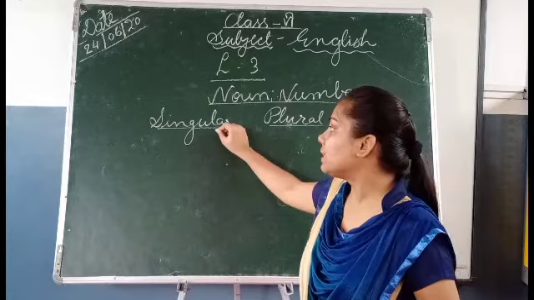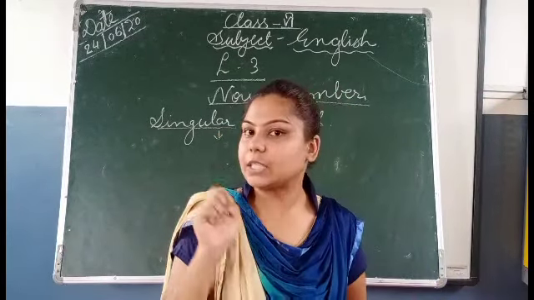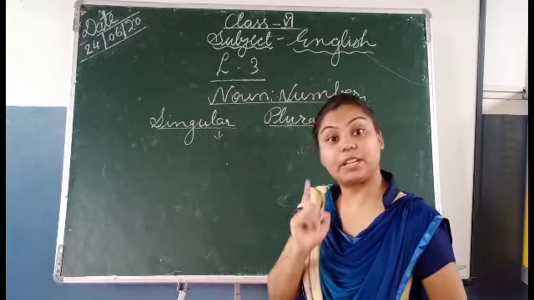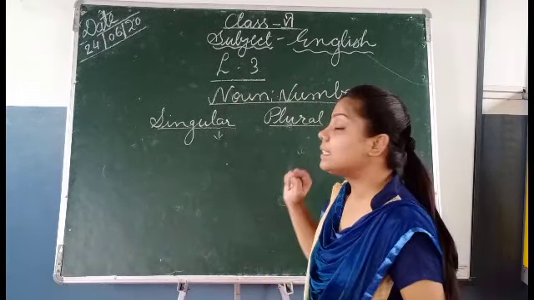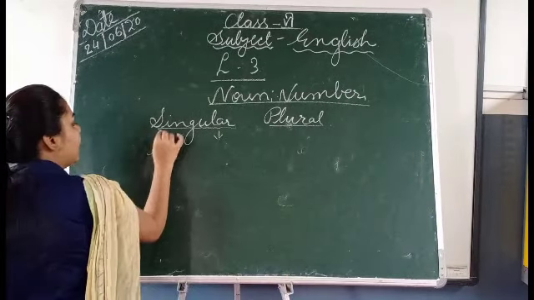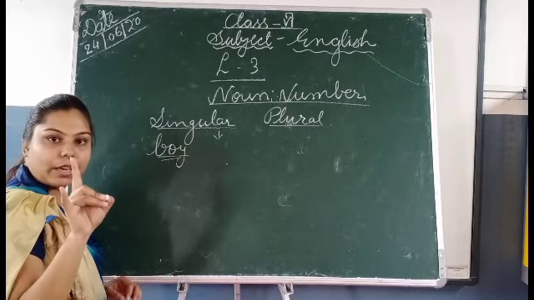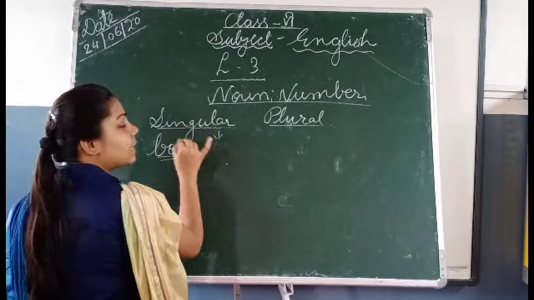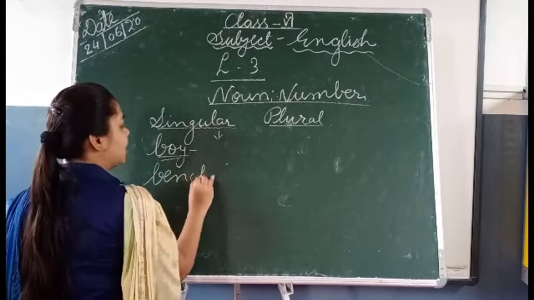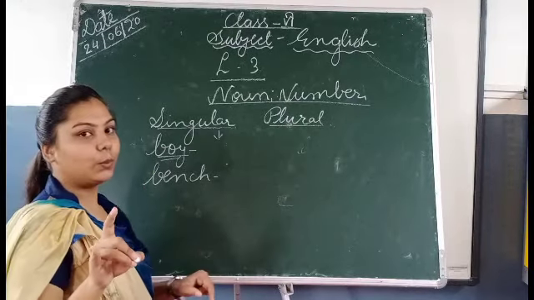Now we will know what is singular. So the word which is used to express one unit. Okay, the word which is used to express one unit is called singular noun. For example, if I write here boy, okay, so boy means what? One boy, right? So this is called singular noun. Now if I write bench, bench means what? One bench. Okay, so it is singular noun.